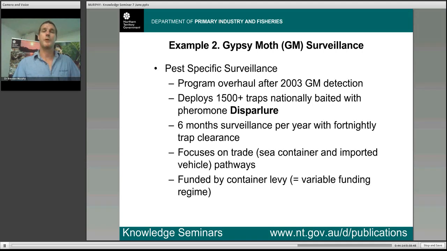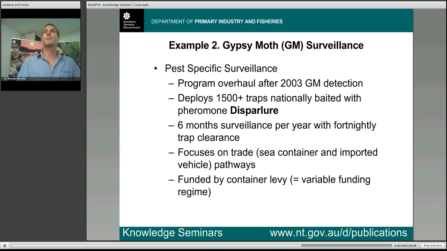So what we do is we deploy 1,500 traps nationally. They're baited with a pheromone, a very, very effective pheromone. It's actually more effective than a real gypsy moth female, called the spar lure. So we've actually got a really, really good tool. The program runs for 6 months a year, fortnightly trap clearance, focuses on sea containers and port vehicle pathways, and the important factor here is that we were funded on a levy on sea containers. Every sea container came in, that person was a risk exacerbator and had to pay something like 65 cents per container to fund the program.